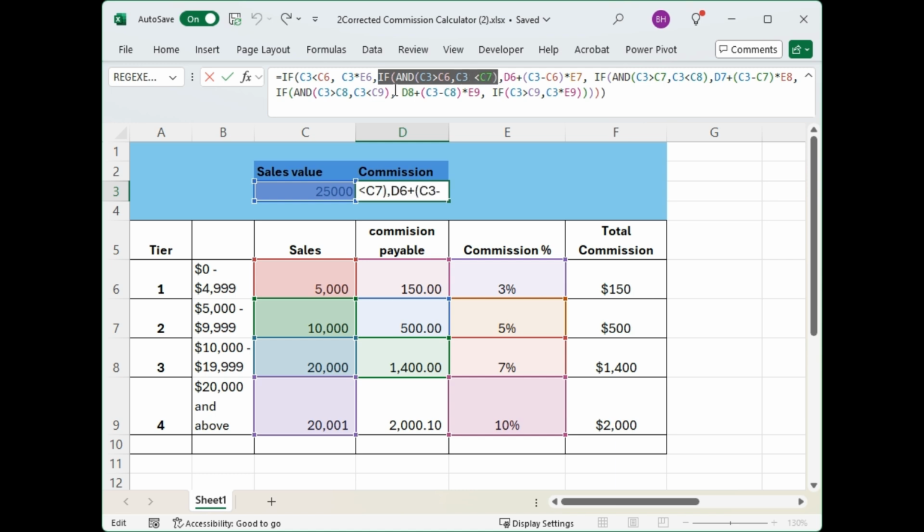So the next one, if it's greater than C6 and it's less than C7, then you're going to take D6, which is the commission, and then you're going to add it to C3 minus C6. So that's the difference between the two values, and then you're going to times it by E7, which is the 5%.